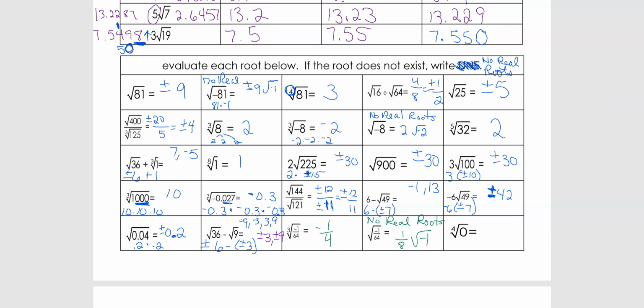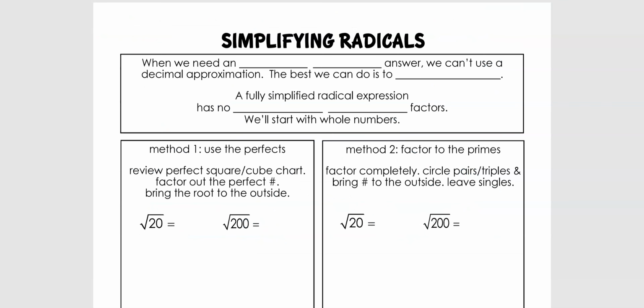And then we have the fourth root of 0. Any root of 0 is 0, because anything times 0 is 0. So you're going to have 0 times 0 times 0 times 0 forever and ever and ever. It'll still be 0. Sometimes we will need an exact answer, an exact value.